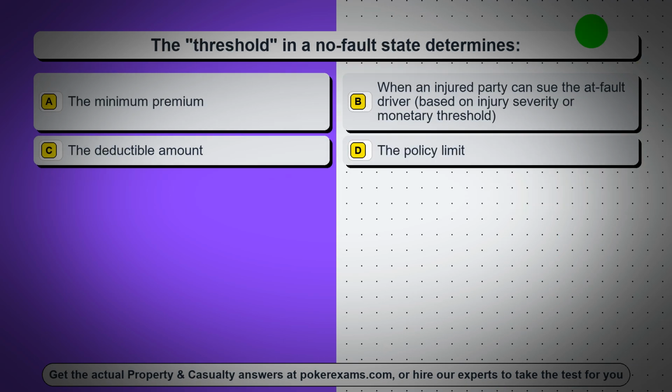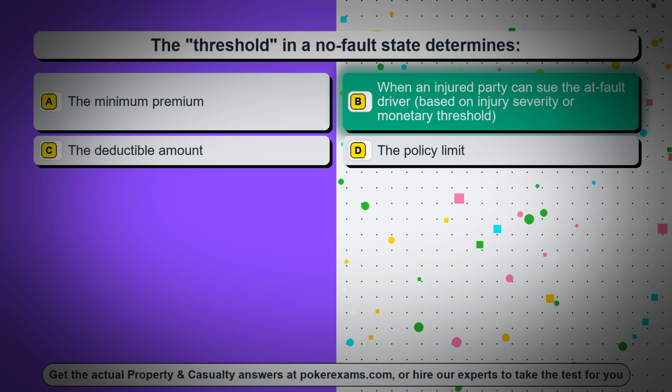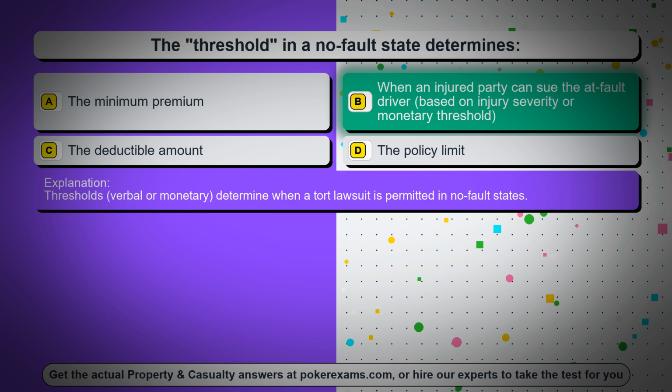Question 45. The threshold in a no-fault state determines option A, the minimum premium, option B, when an injured party can sue the at-fault driver, based on injury severity or monetary threshold, option C, the deductible amount, option D, the policy limit. The correct answer is option B, when an injured party can sue the at-fault driver, based on injury severity or monetary threshold. Thresholds, verbal or monetary, determine when a tort lawsuit is permitted in no-fault states.